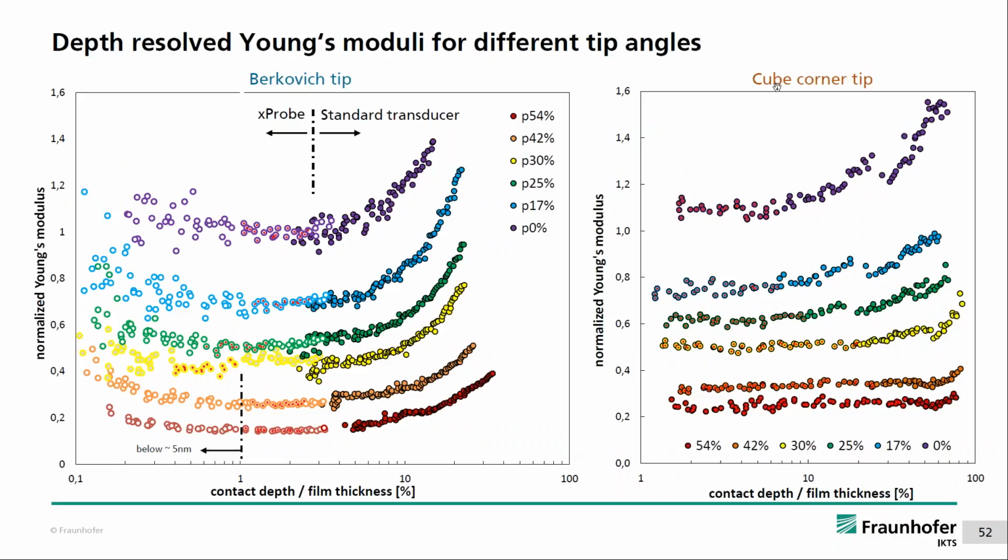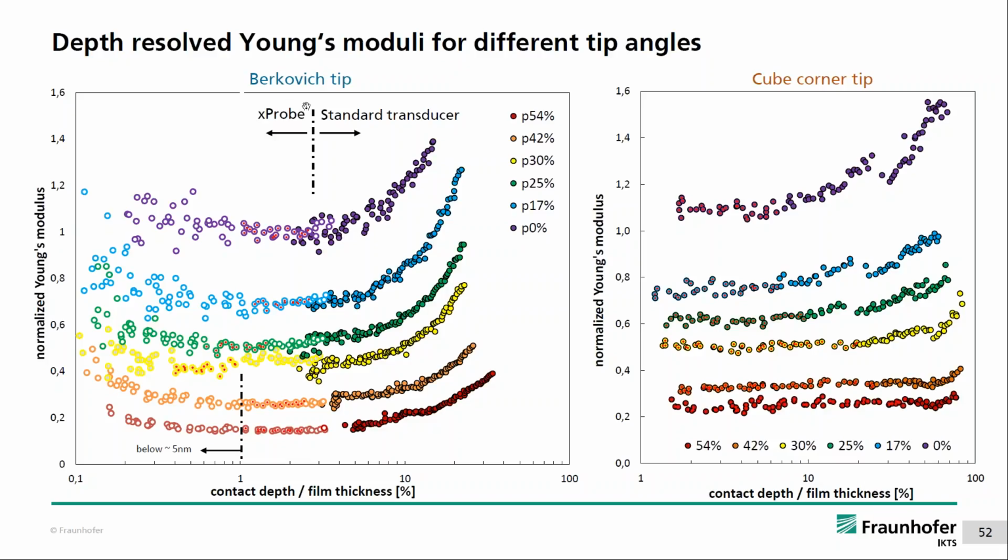So this is Berkovich and this is the cube corner tip, and this is contact depth over film thickness, so 10%, 1%, 10%, 1%. And the Young's modulus for different porosities here. The color code is for the porosity. And you really see, this is our standard transducer, already pretty high resolution, that at the limit of our standard transducer there's still no stable value. So there's still substrate influence here.